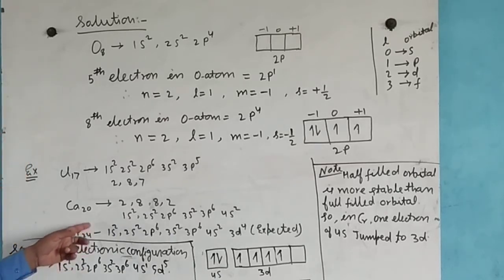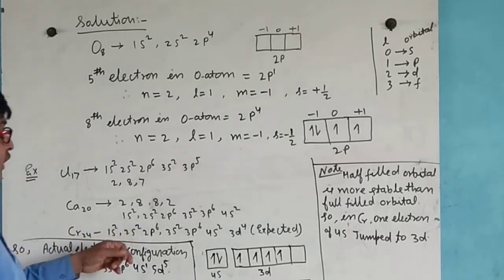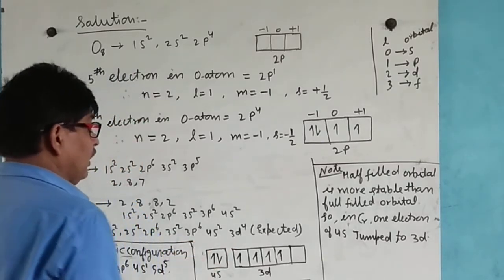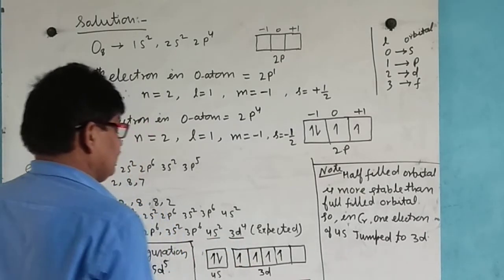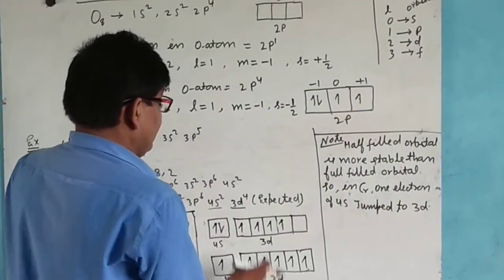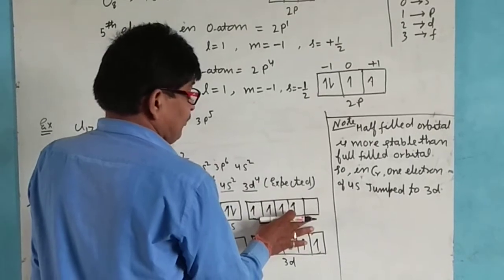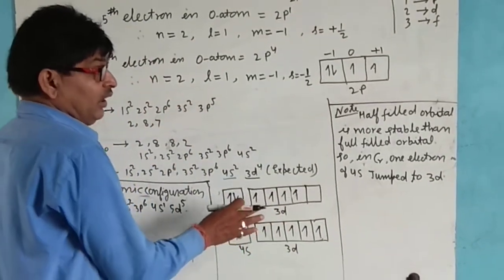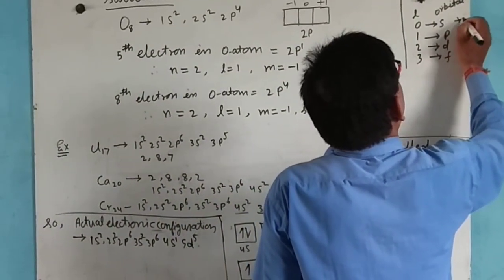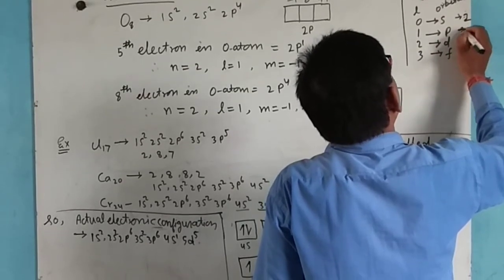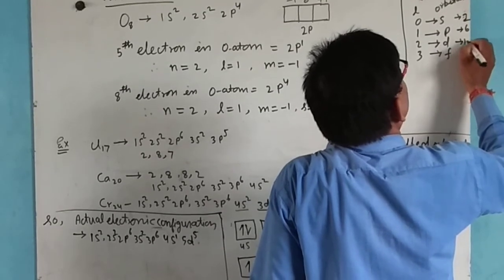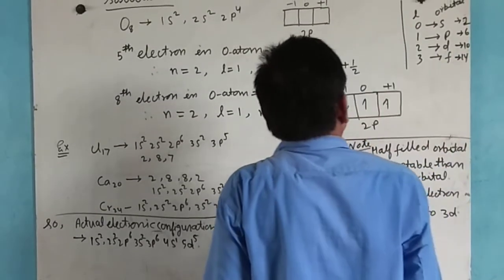Now we take chromium: 1s2, 2s2, 2p6, 3s2, 3p6, 4s2 and 3d4. As you know, the d subshell has 10 electrons maximum, s has maximum 2 electrons, p has 6, d has 10, and f has 14 electrons.